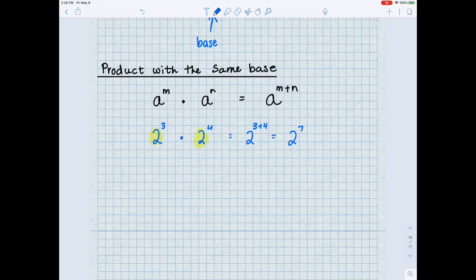Then you'd get out your trusty calculator and type this in. Do I have my calculator on me? I do not. So let's use my computer here. 2 to the seventh power gives us 128.